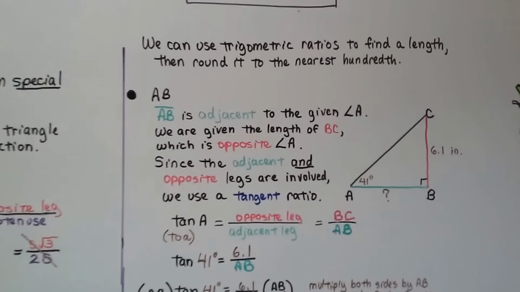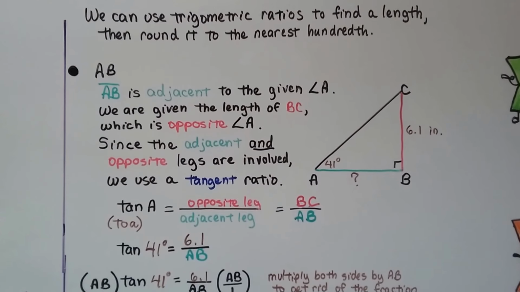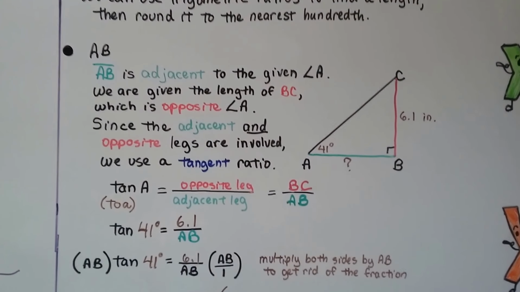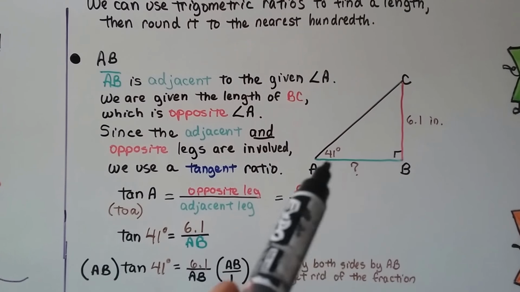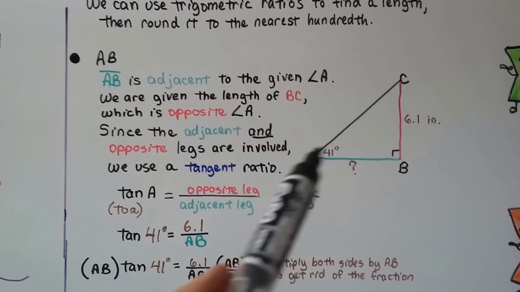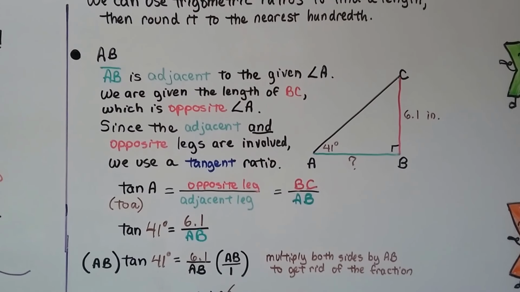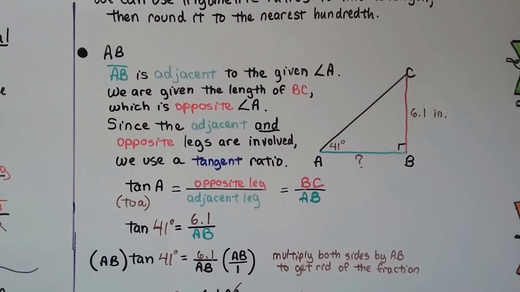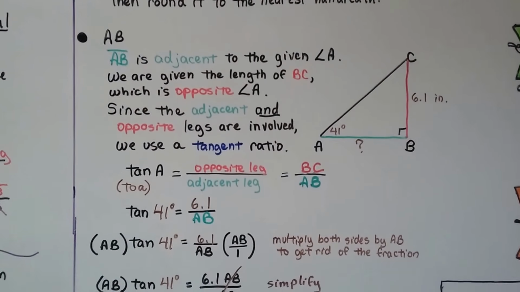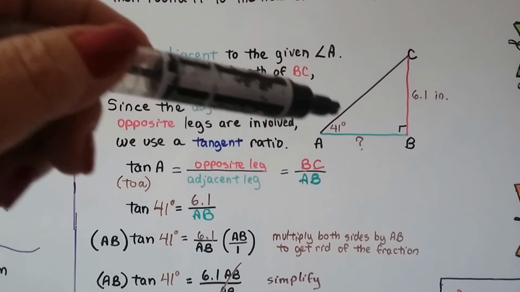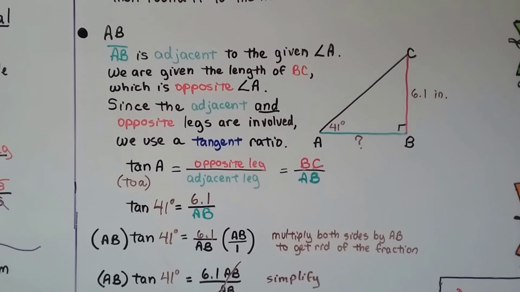And we can use trigonometric ratios to find a length, then round to the nearest hundredth. To find AB, this one with the question mark, well, segment AB is adjacent to the given angle A. It's giving us 41 degrees. And we're given the length of BC is 6.1 inches, which is opposite of A. So since the adjacent and opposite legs are involved, we use a tangent ratio. So the tangent of A, the tangent of this 41 degrees, we're going to use the TOA. So we've got O over A, opposite leg over adjacent leg.